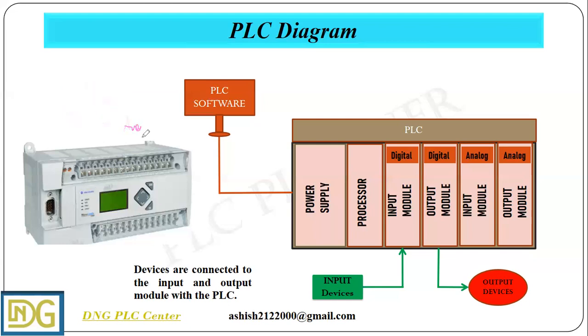It is mentioned on top of the terminal. If you zoom into this PLC, you can see D is digital and A is analog. The field input devices are connected to our input modules, which can be digital or analog, and our output devices are connected to the output modules. It can be a digital output module or also an analog output module.